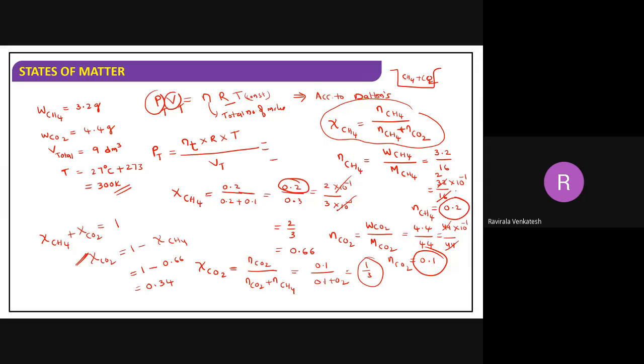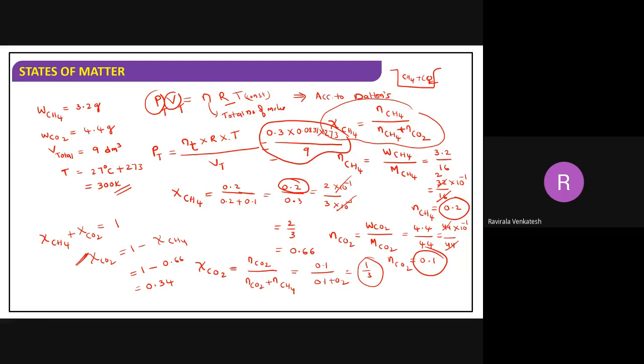0.1, 0.2. Total number of moles. 0.3. 0.2 plus 0.3, 0.3. Okay, into R value. Take it in terms of decimeter cube or liters. So what happened? 0.08, 31 into temperature 273 divided by volume. Volume, how much have you taken? 9. Now do this one, you will get the answer.